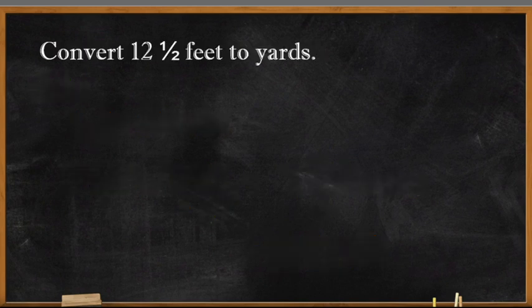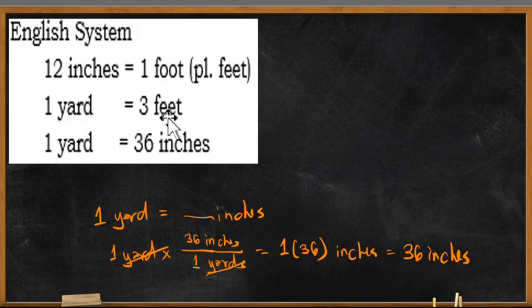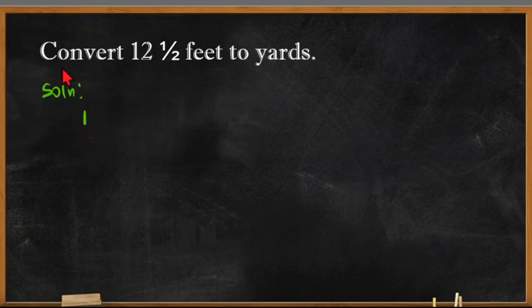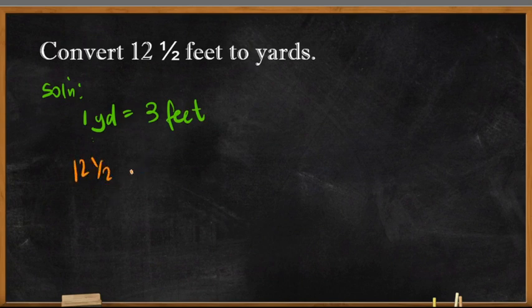So we have here: convert 12.5 feet to yards. We will write our solution again. So 12.5 feet, we'll go back to our table. We will be involving feet and yards, so we could say that 1 yard is equal to 3 feet, or 3 ft as a shortcut. So just copy here the given. So we have 12.5 feet.